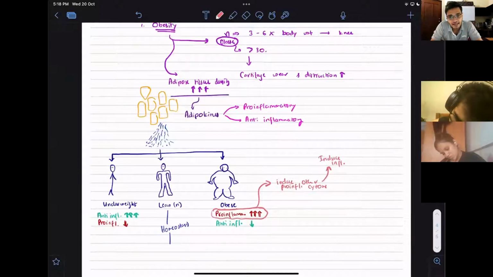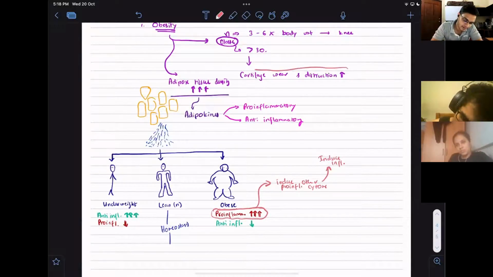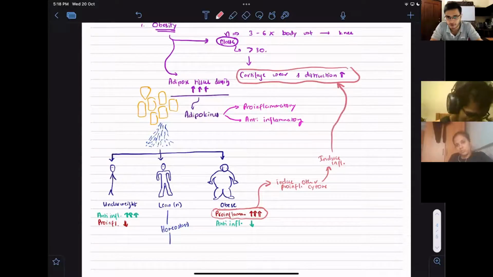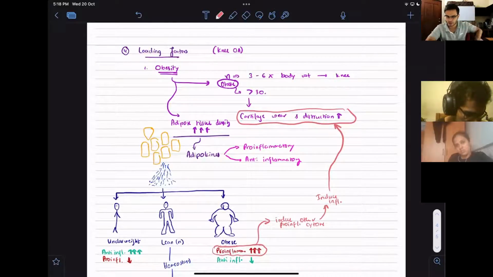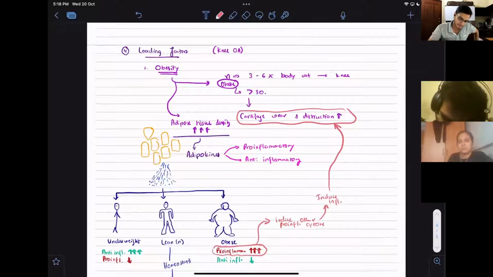If there is inflammation in your joints, what is going to happen? Again, cartilage wear and destruction is going to increase. We'll see how this happens in the pathophysiology. So obesity, guys, previously what they thought was that it is only the mechanical increase in weight that is going to cause wear and tear of the joints. But now we know there is a biological mechanism related to adipose tissue as well. Okay. Next one, guys.